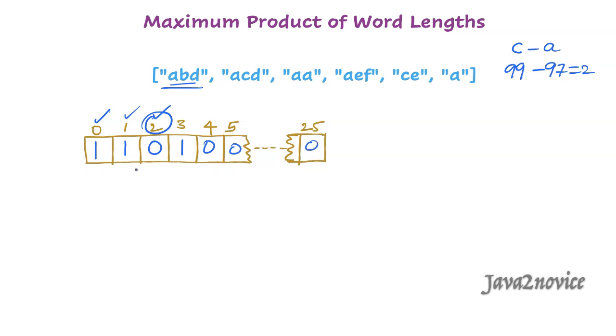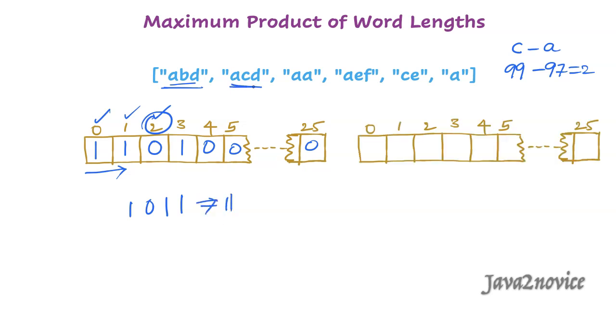Now let's consider this as a binary number from left to right. The binary number is 1, 1, 0, 1, which is equal to 11. Let's take the second string A, C, D. A, C, D. Rest all filled with zeros. The binary number is 1, 0, 1, 1, which is equal to 13.